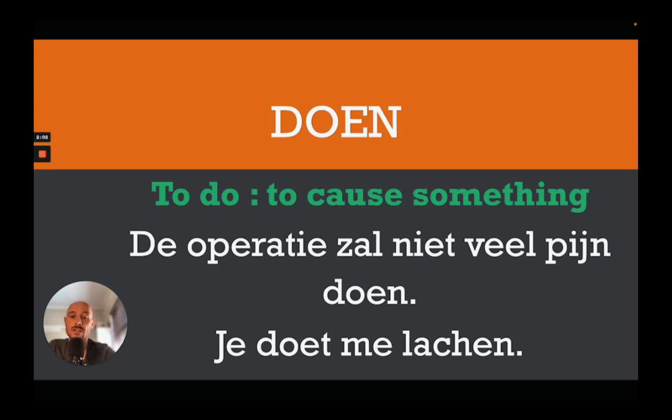The second one, je doet me lachen. Correct English translation, you make me laugh. Wrong, bad English translation, but useful for grammar purposes would be je doet me lachen, you do me laugh. Alright? So, do, in this case, causes for someone to laugh. So it causes something. That is the first meaning of the verb doen in Dutch.